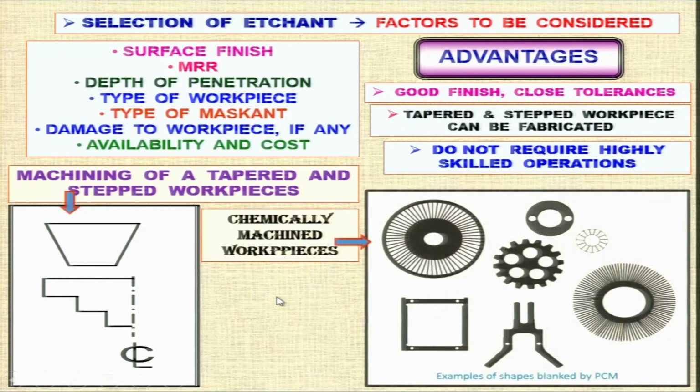Chemically machined workpieces, these I have shown while discussing electrochemical grinding and other processes also. So what I am trying to show here, these components can be easily machined by photochemical machining or chemical machining, and then they can be deburred if any burrs are there because of conventional machining. Photochemical machining or chemical machining is not going to give any kind of burrs.